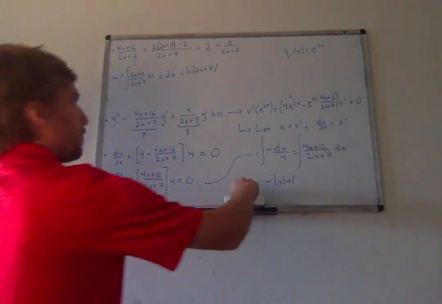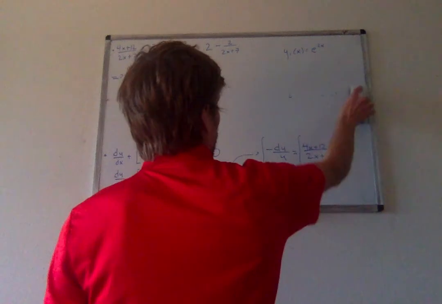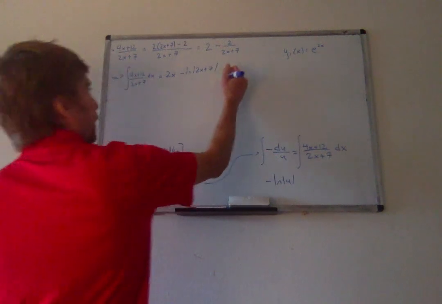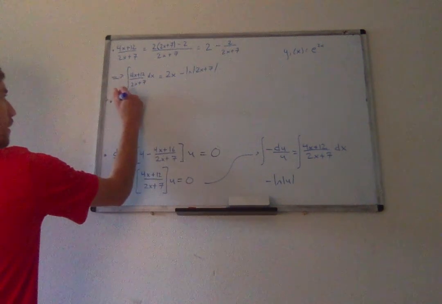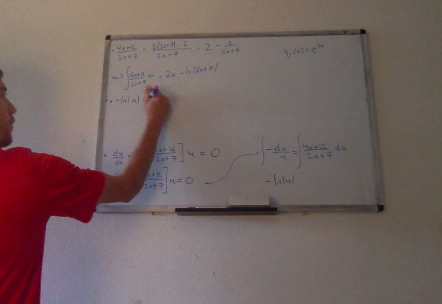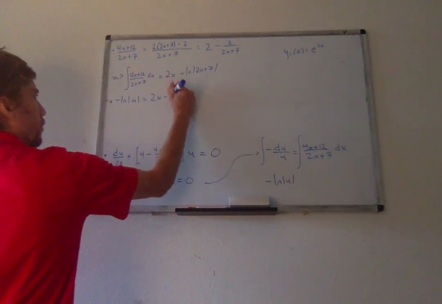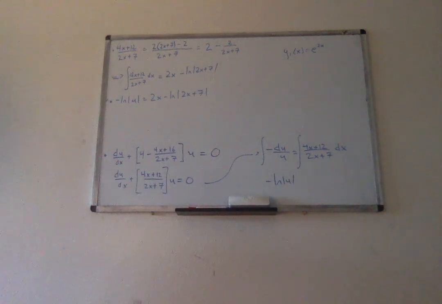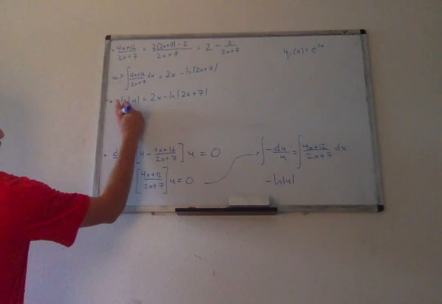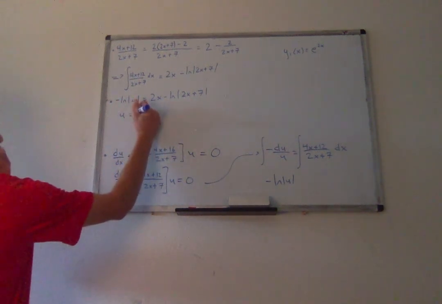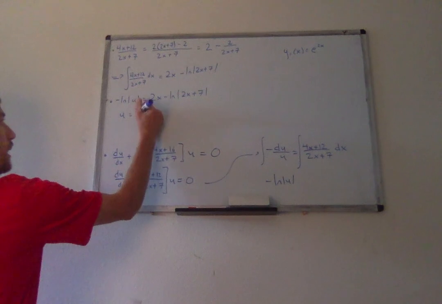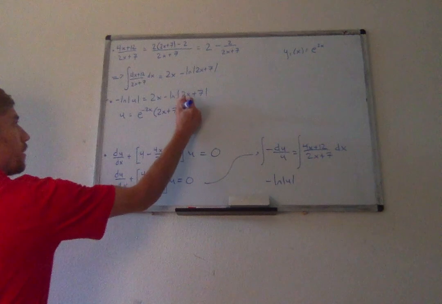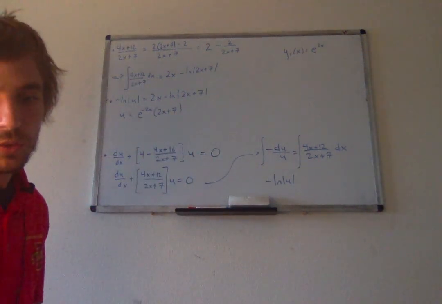So now, we'll maybe give ourselves a little more room. We know that negative natural log of u is equal to 2x minus the natural log of 2x plus 7. This implies that u is equal to e to the negative 2x times 2x plus 7. So that's just doing a little bit of algebra.